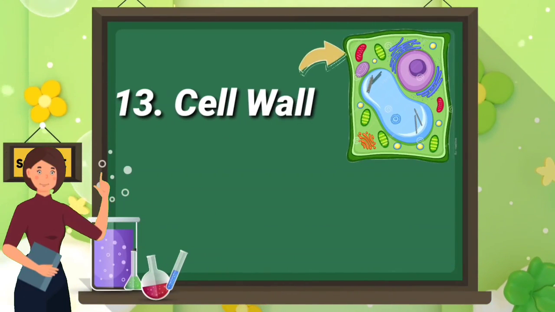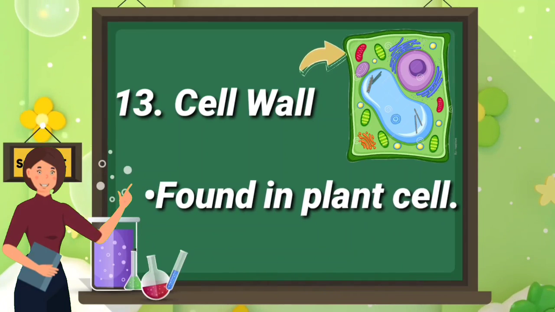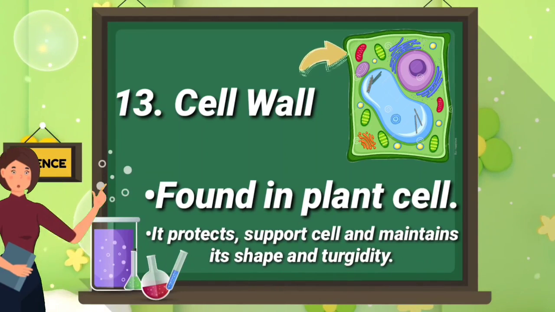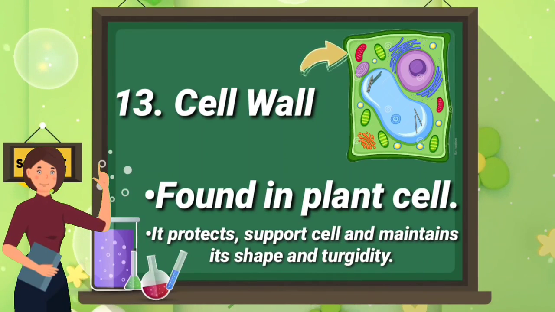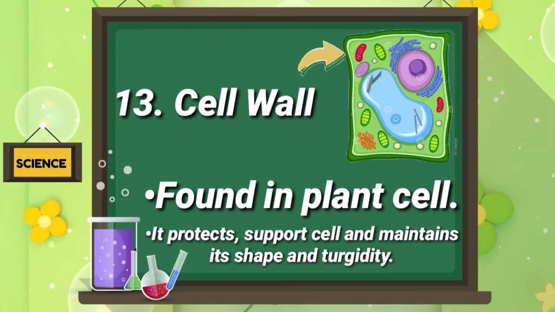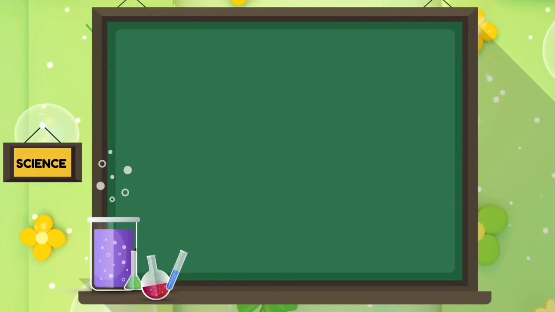Cell wall. It is found only in plant cell. It protects, supports the cell, and maintains its shape and turgidity. It is also made of cellulose, a tough, rigid, non-living material that surrounds the cell. And it works alongside with cell membrane in protecting the cell.